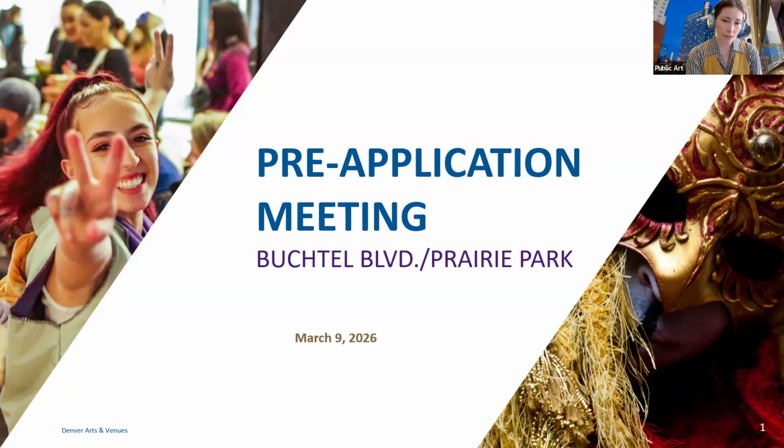This is the pre-application meeting. It's intended for artists who are interested in applying for a public art commission through the city of Denver. The one we're going to talk about specifically today is Buchtel Boulevard, which will also kind of be referred to as Prairie Park.